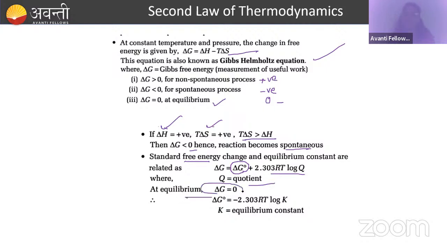At equilibrium, what happens? Delta G becomes 0. So this will be equal to what? This. And what is K? K is nothing but our equilibrium constant, which becomes equal to the reaction quotient only and only when the process is at equilibrium. Okay?